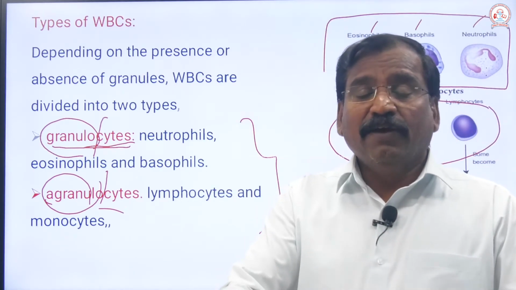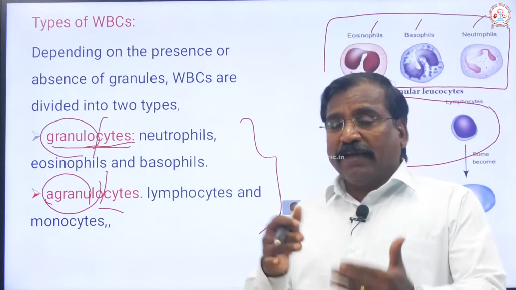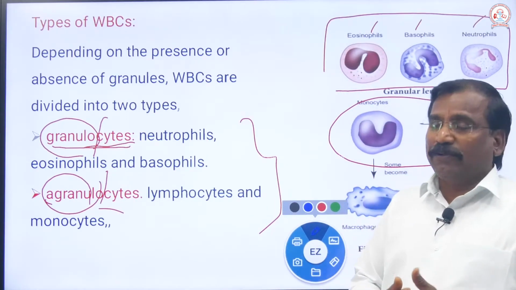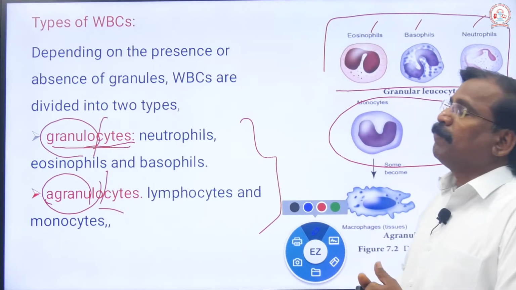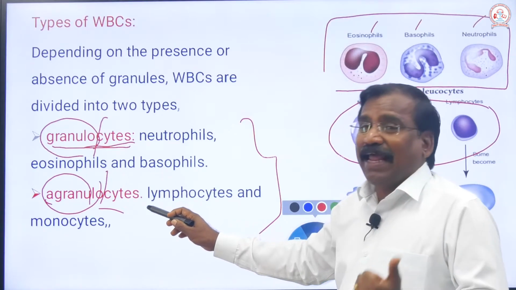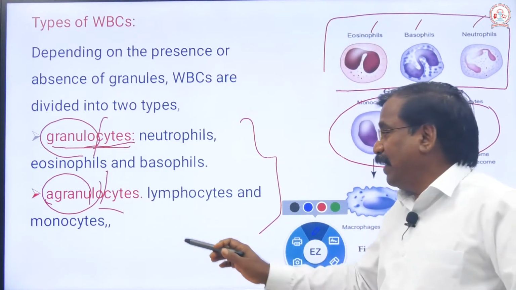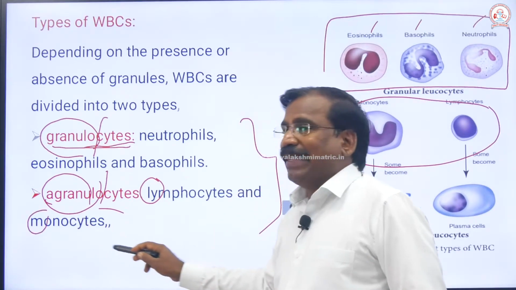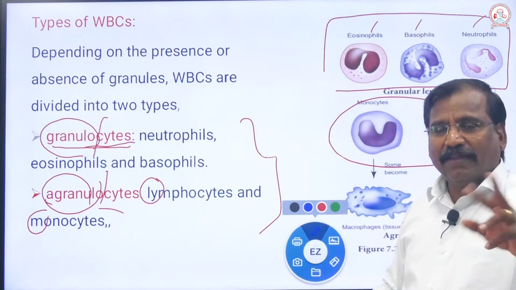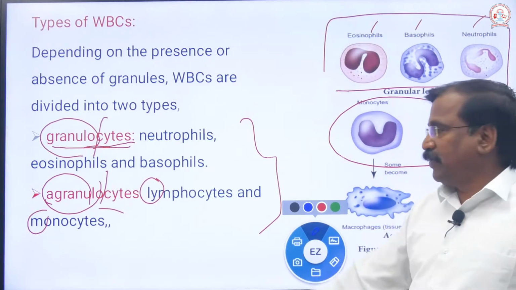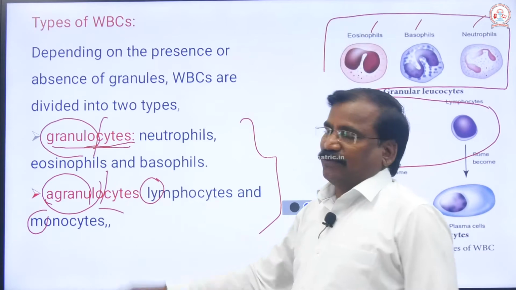Among the following, which are agranulocytes, or which are not agranulocytes, an odd man out pattern question may come. Listen, alphabetically L comes before M, lymphocyte L, monocyte M. L, M. These are successive letters in the alphabet, L, M, agranulocytes, that's all.